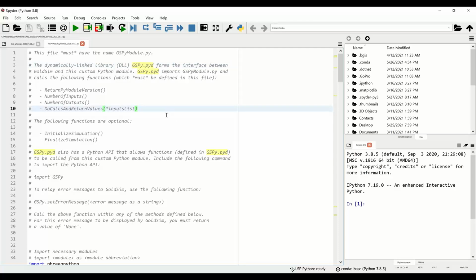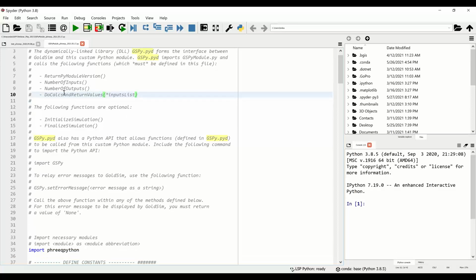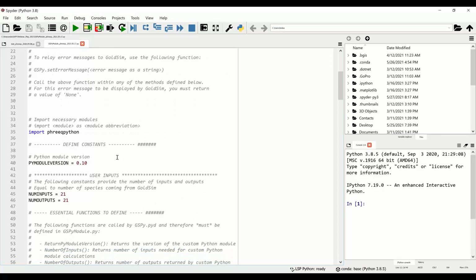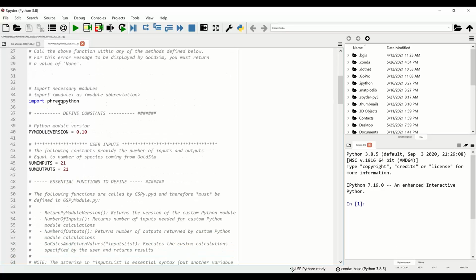The other thing is that this particular file has a structure that you need to follow. And that structure has a series of different functions with these names. And so these functions all need to be in your Python file. If I scroll down a little bit, the first thing you can see what I've done is I'm importing the PhreeqPython library of functions. That's the library that you get when you install PhreeqPython.